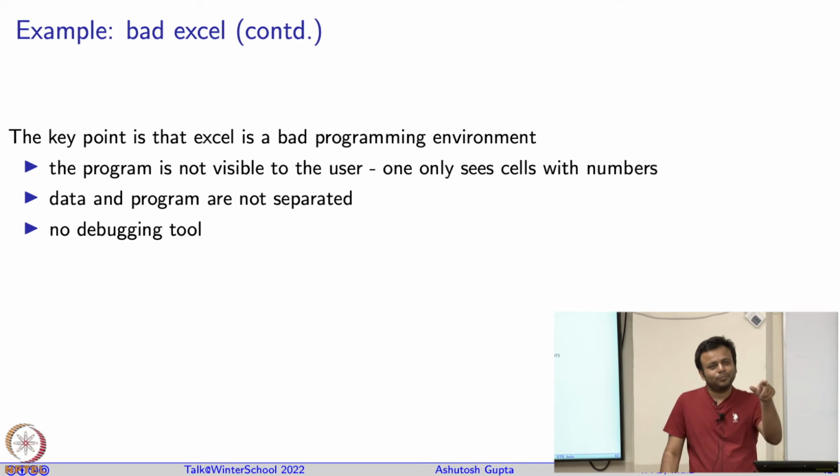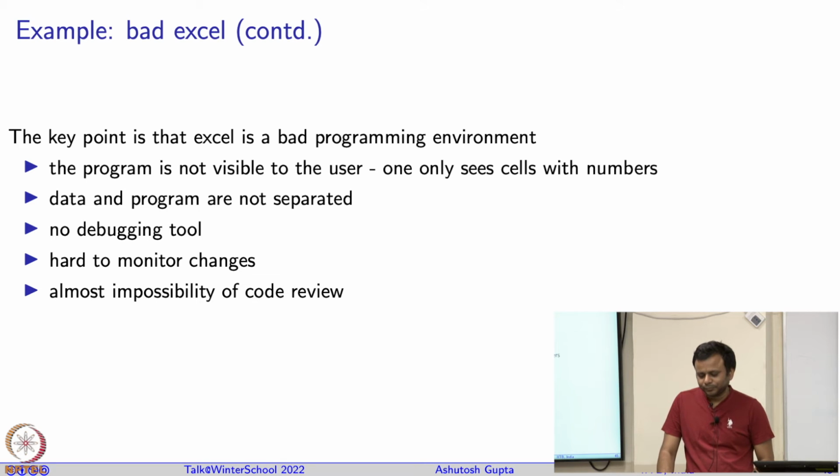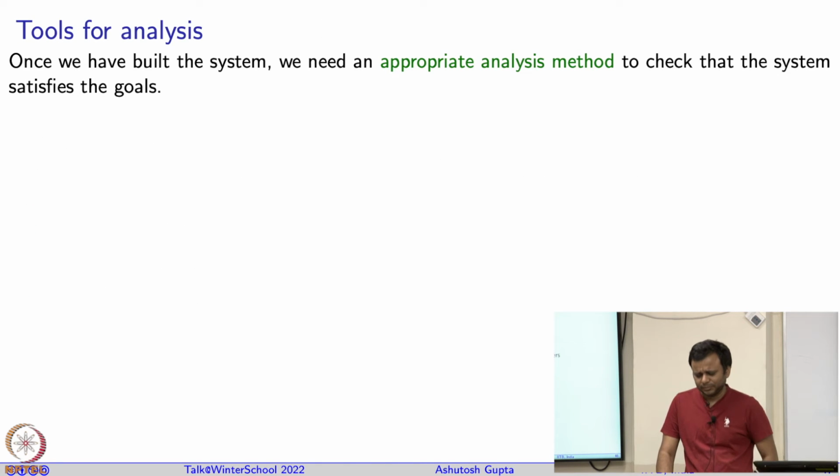You cannot really say, oh, I'm getting the wrong number here, but why? Can I trace it back? There's no effective debugging tool, and it's hard to monitor changes. I mean, now with the advent of Google Docs, people can actually monitor changes. It's possible, but still, people don't use it that effectively. So there are many issues.